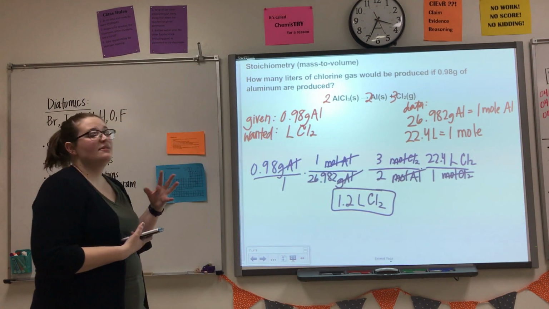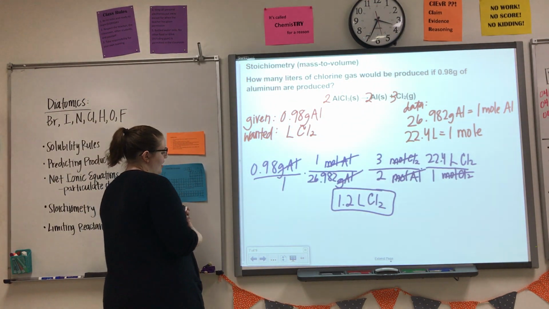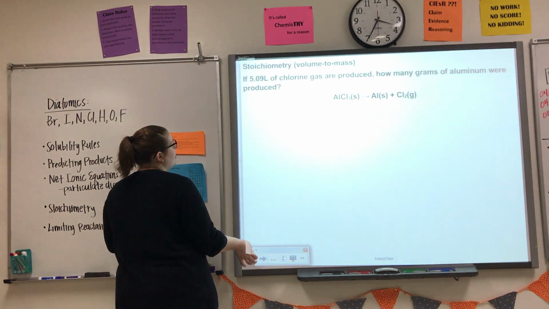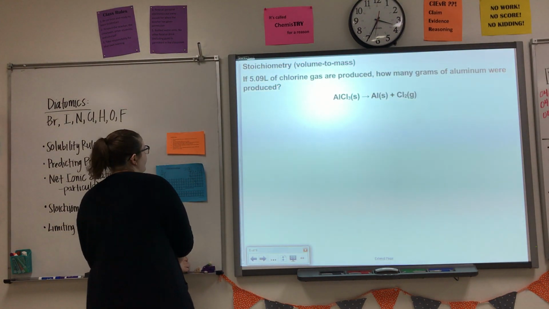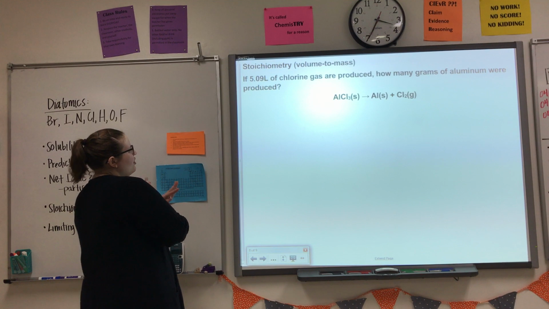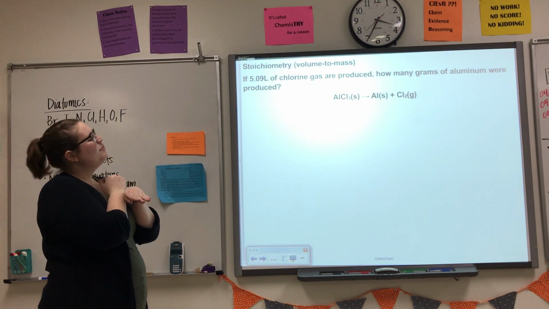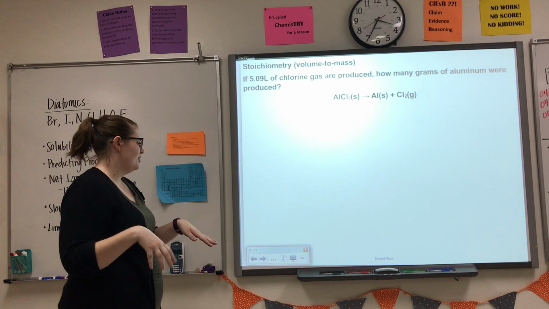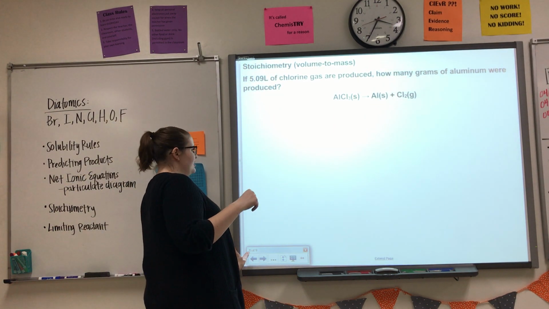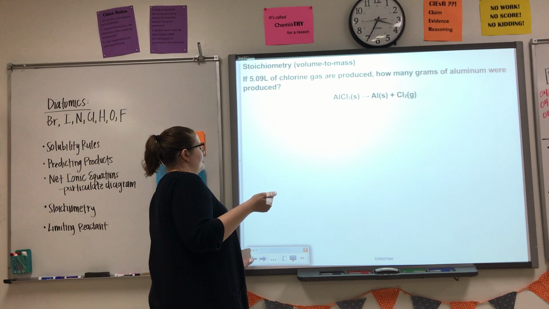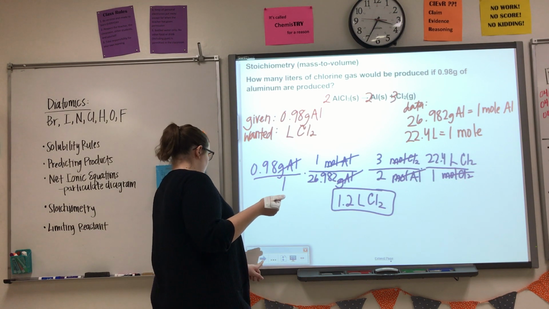Okay, that's a mass to volume. Our next one is a volume to mass, so it's the opposite. We're going to reverse the steps. The good news is we've already calculated all the data from the page before, but we didn't really have to calculate that much to begin with. So that's going to save us a little bit of time. I'm going to skip back real quick to make sure I get my balancing right. 2, 2, 3.